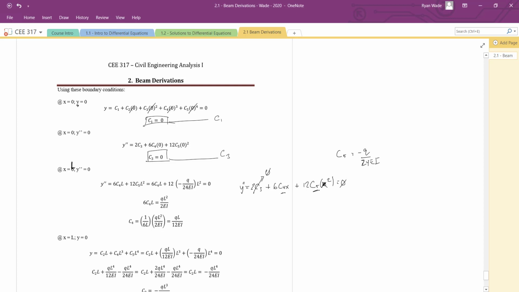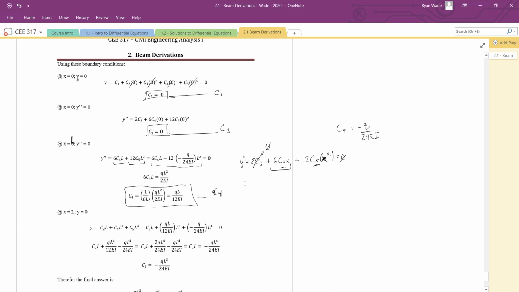So if I plug in x equals L, then I get 6 c4 L plus 12 c5 L squared. And then I'm going to plug in that c5. And all I have to do is rearrange it. And then I get that c4 is equal to qL over 12 EI. So I'm just doing basic math here and writing it out. If I put in x equals L, then y equals 0.